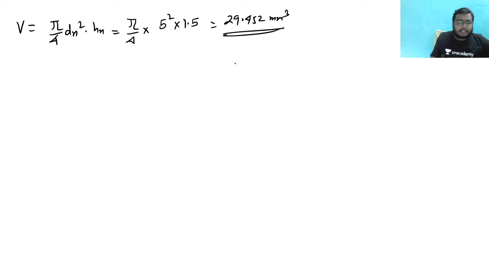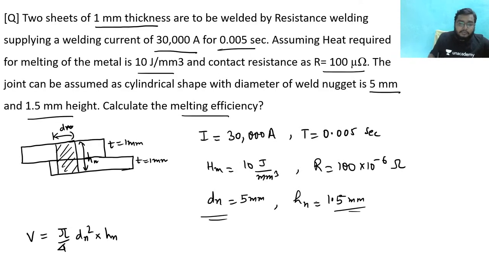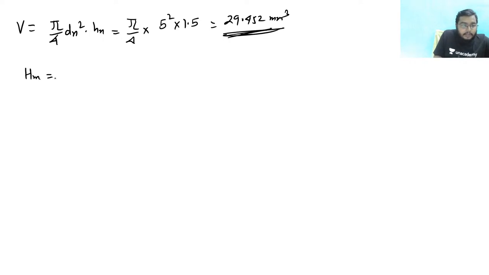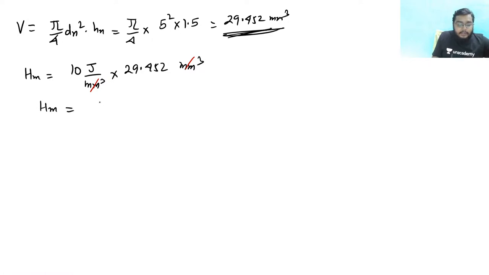Now see, just now you have calculated the volume, and you know that if you multiply it by the HM that is given per unit volume, you will get HM in joules. So HM would be 10 joule per mm cube multiplied by 29.452 mm cube. Mm cube and mm cube will get cancelled out, and you will get the HM. HM value would be 10 into 29.452, which gives me the HM as 294.52 joules. This is the HM value that you have got.